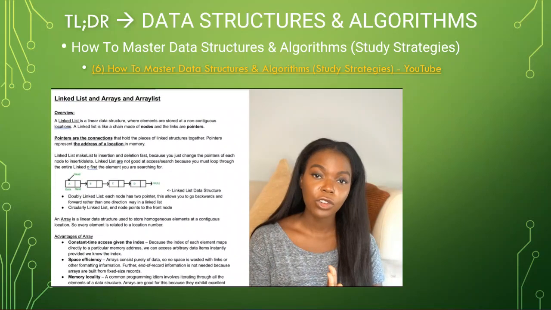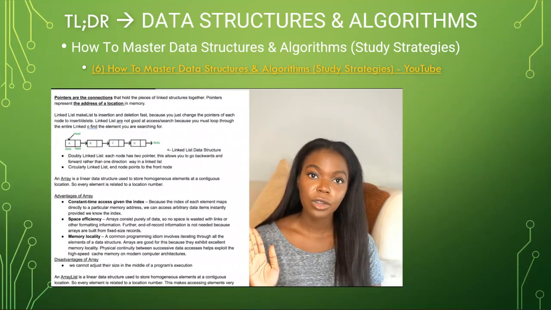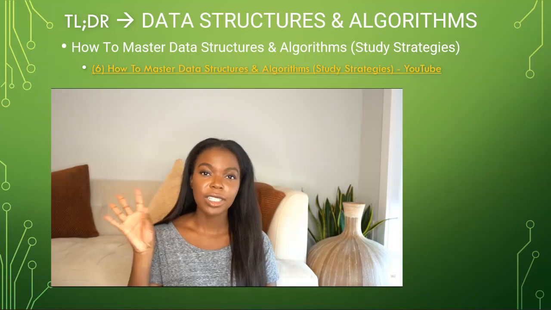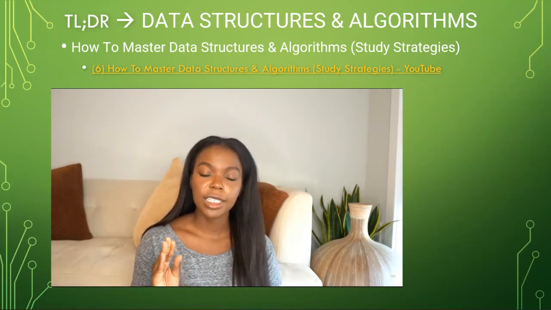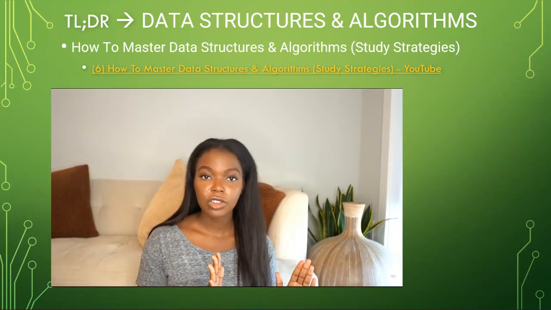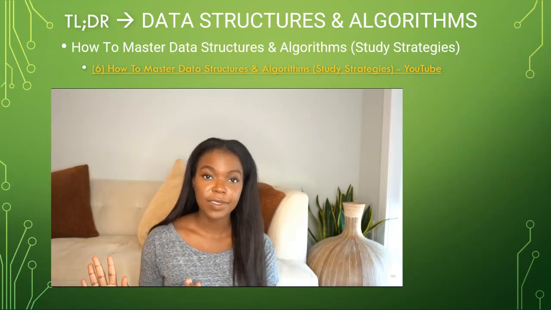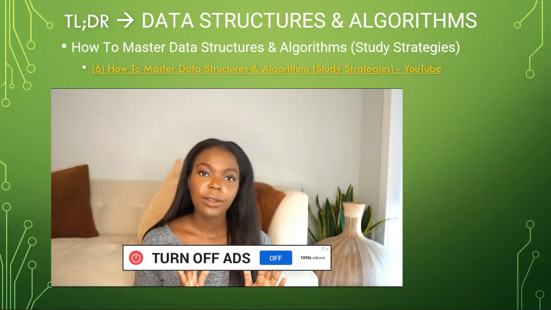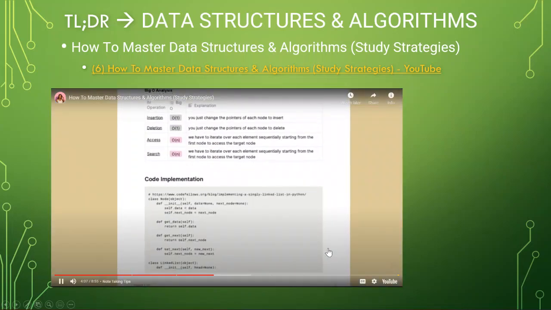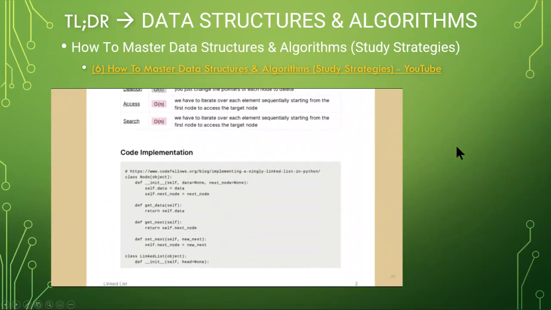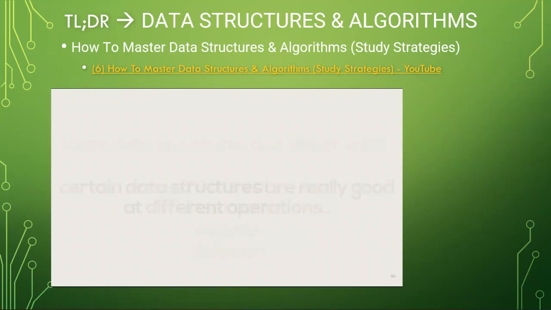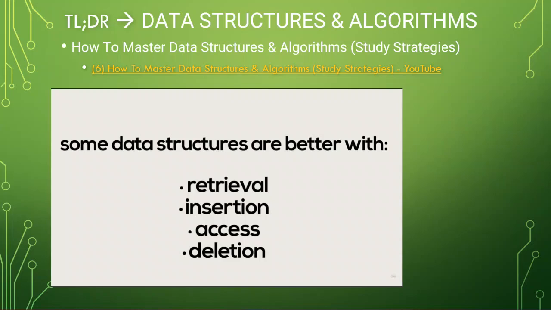Once you have an overview and an image of the data structure, the next thing you want to do is explain why this data structure exists. I know this is kind of weird and abstract, but you want to know why you would choose this data structure over other data structures. So you can either have a pros and cons list about why this data structure is a good data structure, and what the weaknesses of this data structure are as well. You also want to make sure to write down what the data structure or algorithm is optimized for. We all know data structures exist to organize data and to maximize speed and optimize space. And certain data structures are really good at different operations. Some data structures are better with retrieval, insertion, access, deletion, etc.